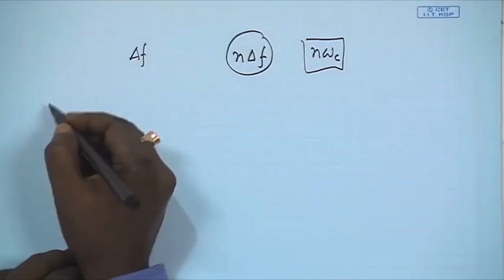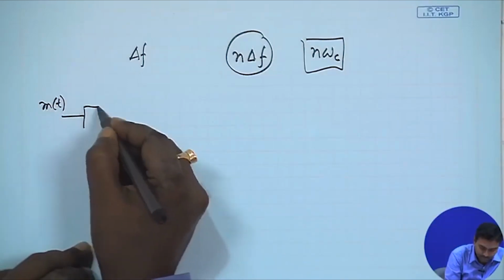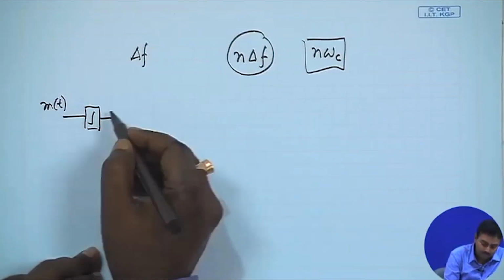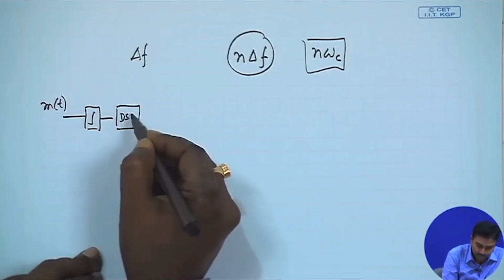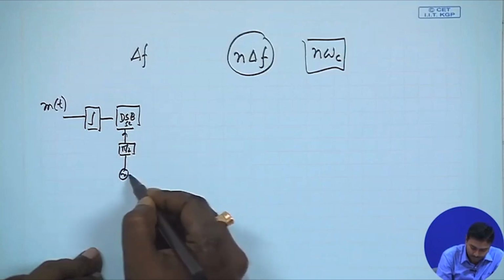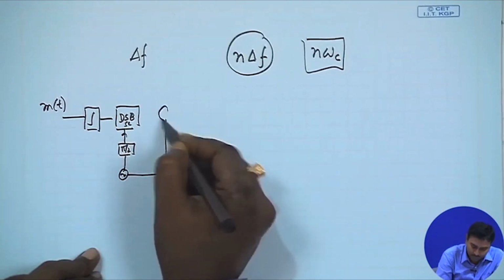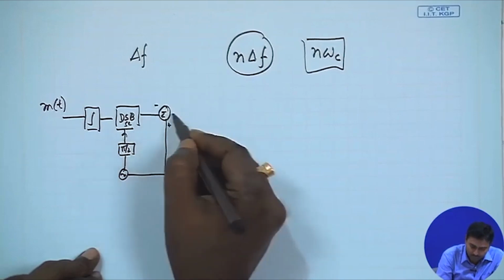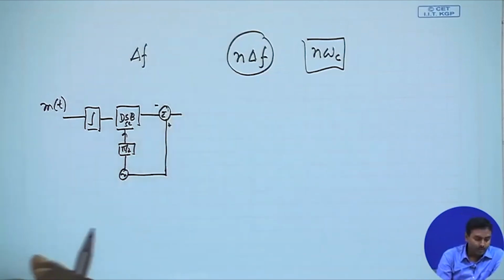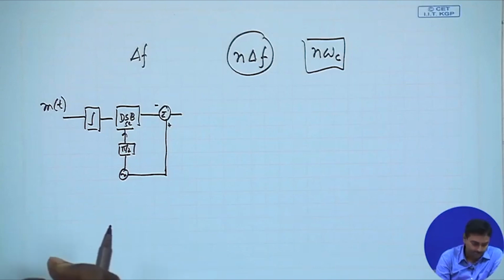So, suppose we have some message signal m(t), we integrate it and we pass it through that DSBSC. So, that is the narrowband FM modulator. This is the overall narrowband FM modulator. Okay. So, after this the narrowband FM modulator will have some specification.